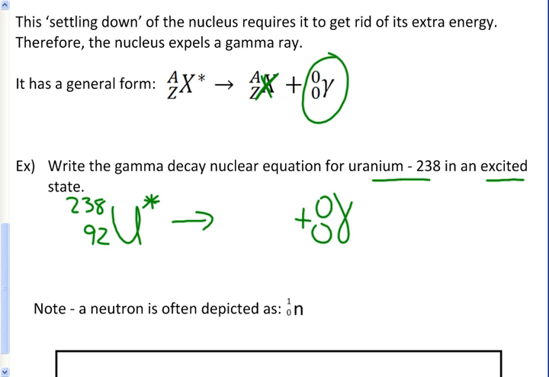If the question for some reason doesn't say excited, still make it excited, because it can't release that gamma radiation except in an excited state. Okay. Now we still have uranium-238 with atomic number of 92, but now it's not excited anymore. It has gotten rid of the energy. It has settled down. It took a nap.